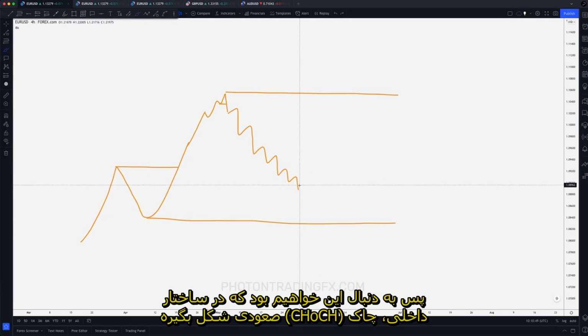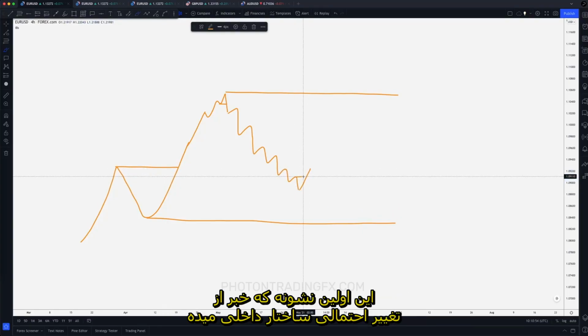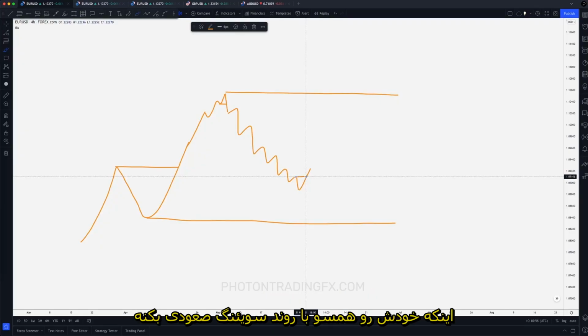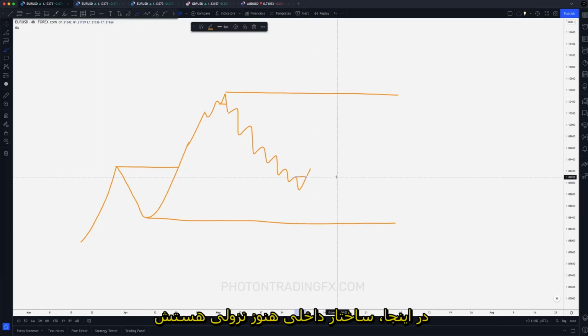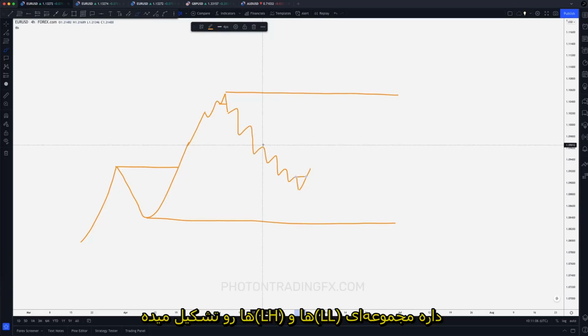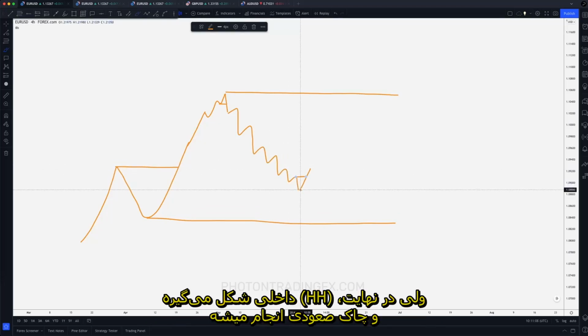Okay, so we look for the internal structure to have that bullish change of character. It's that first sign that potentially the internal structure is shifting to realign itself with the bullish swing trend. Because the internal structure was bearish at this point, right? It's making a series of internal lower lows and lower highs. But then eventually we get that internal higher high, where we get the bullish change of character.